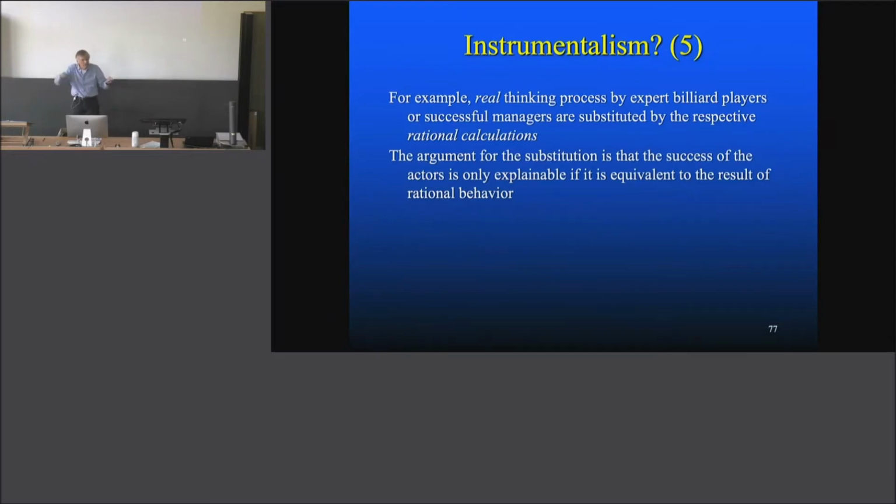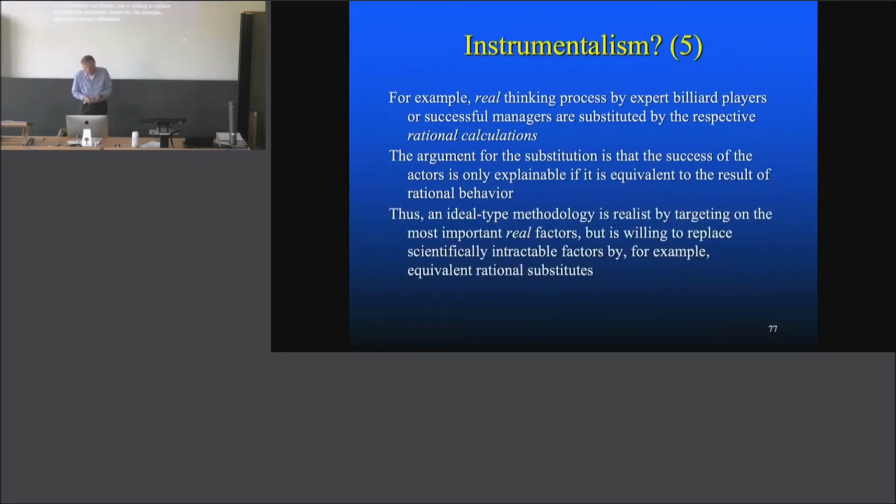Because if the actors aren't behaving optimally, then someone else will find out the optimal behavior and sooner or later push that first actor from the market, right? Thus, an ideal type methodology is realist by targeting the most important real factors. That's clearly the realist part, but it is willing to replace scientifically intractable factors by, for example, equivalent rational substitutes.